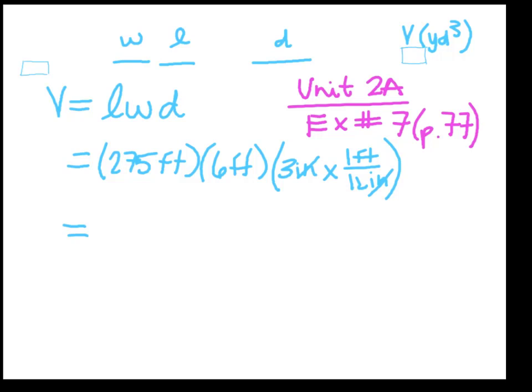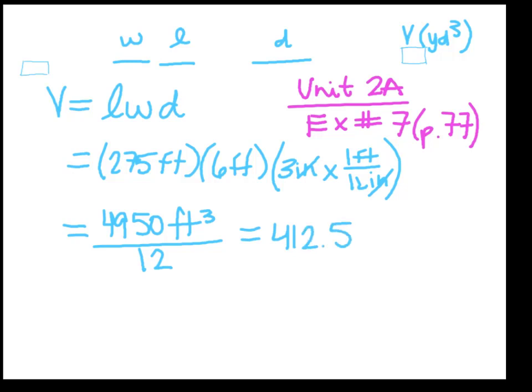And so using your calculator, you'll see that you get 4,950 feet cubed over 12, which equals 412.5 feet cubed. Okay? However, we cannot stop there. We have to convert the volume to cubic yards, because that's what is originally asked for in the problem. How many cubic yards of concrete are needed?